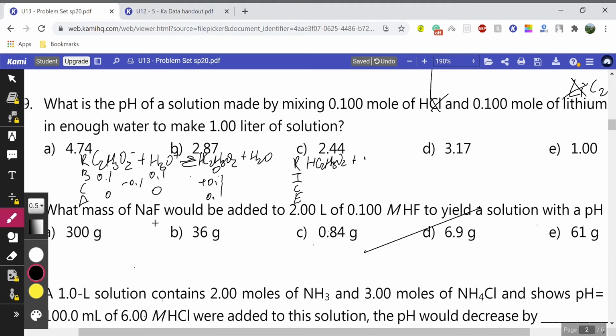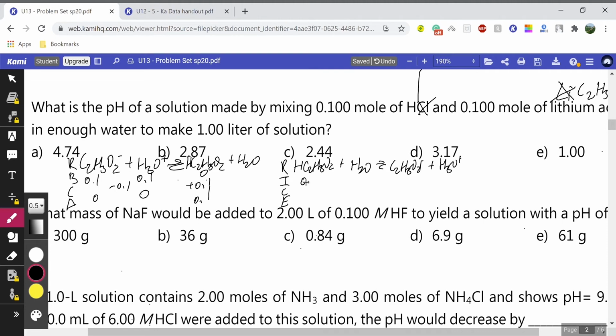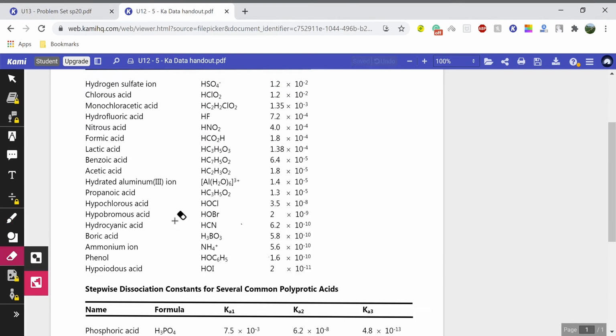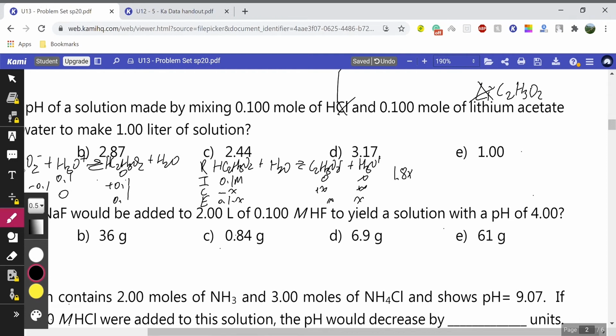HC2H3O2 plus H2O will form C2H3O2 minus plus H3O plus. Now in that case, the initial will be 0.1, but this is a mole, so we convert to liters. Fortunately, we have a 1 liter solution, so it's going to be 0.1 mole over here. Everything else is 0. Minus x, 0.1 minus x. It'll be plus x, plus x. So what is the Ka for acetic acid? Ka will be 1.8 times 10 to the negative 5th power, which is equal to x squared divided by 0.1 minus x.